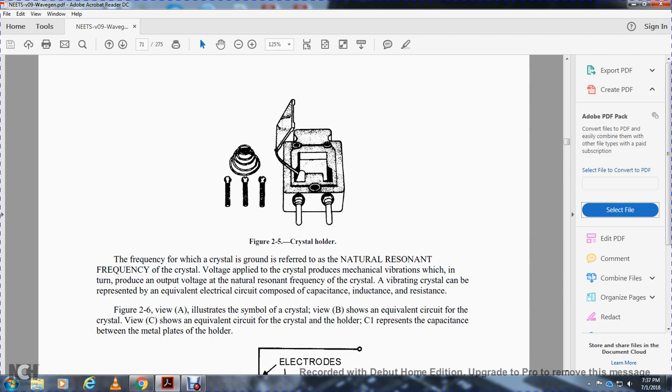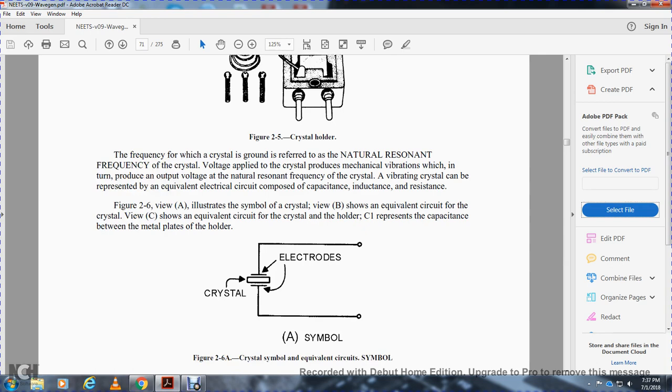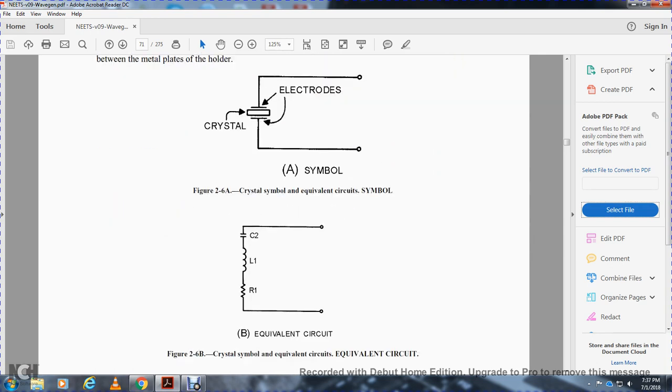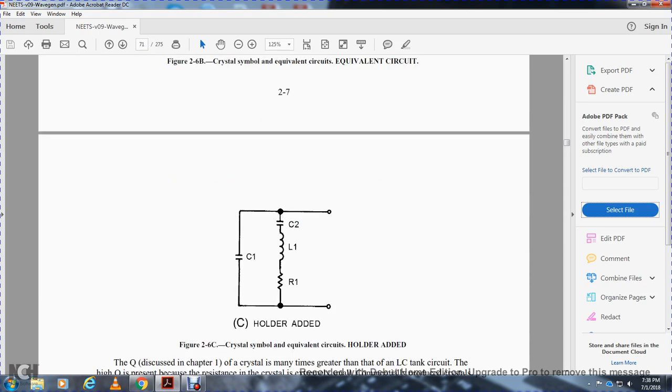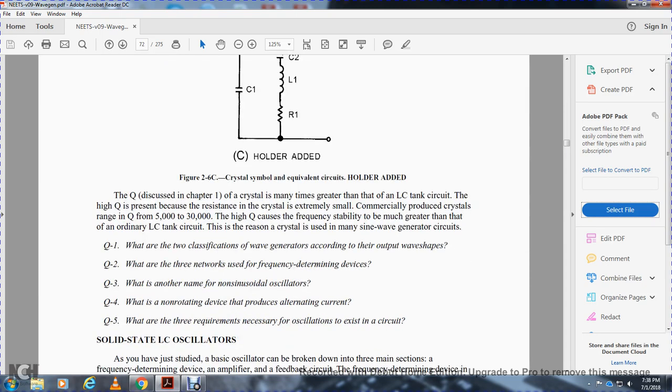A vibrating crystal can be represented with an equivalent electrical circuit of capacitance, inductance, and resistance. Figure 2.6, view A illustrates the symbol of the crystal. View B shows the equivalent circuit for the crystal. View C shows the equivalent circuit for the crystal and the holder. Capacitor C1 represents the capacitance between the metal plates of the holder.